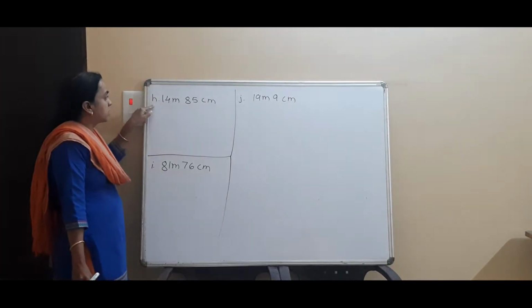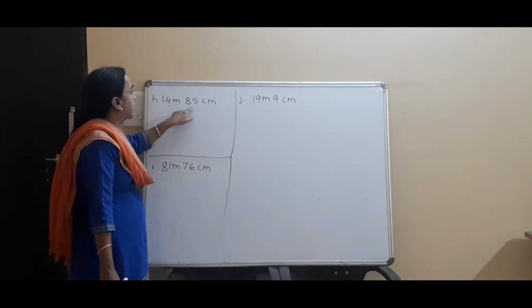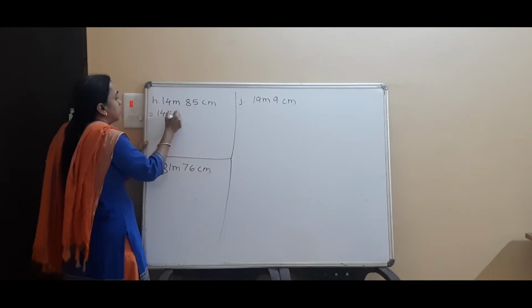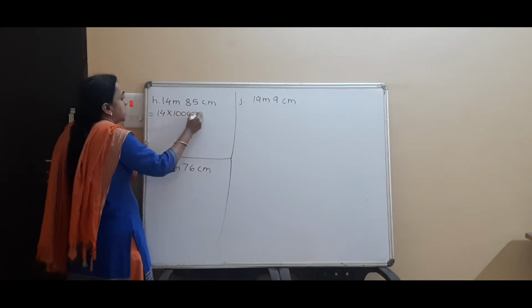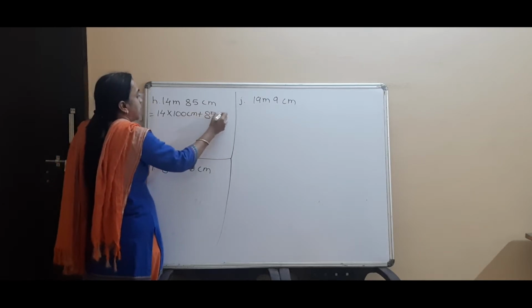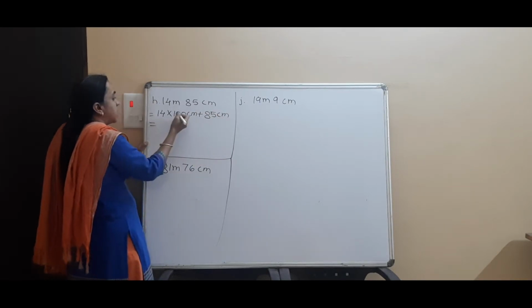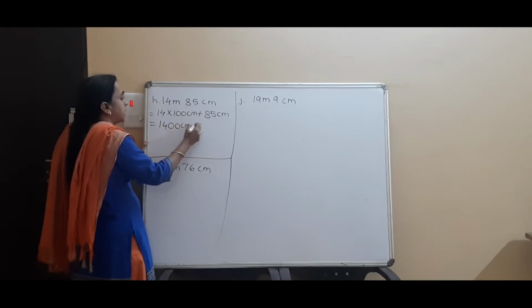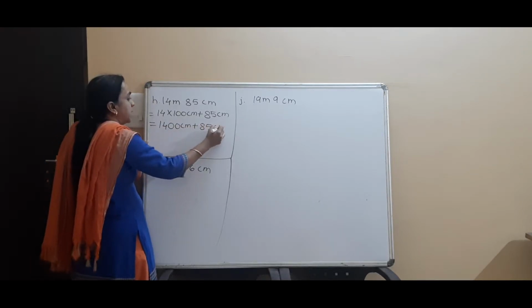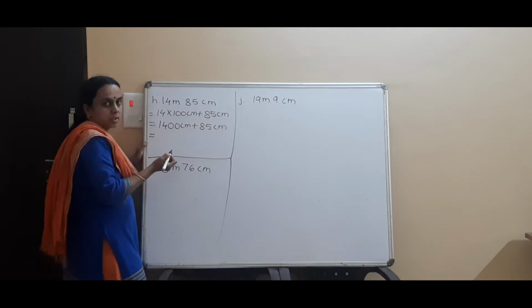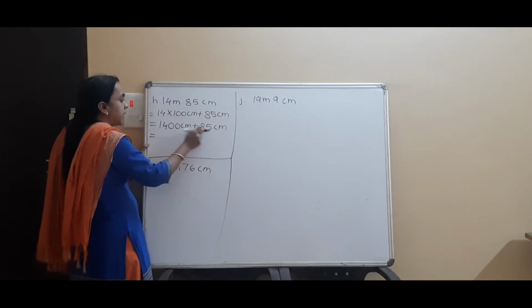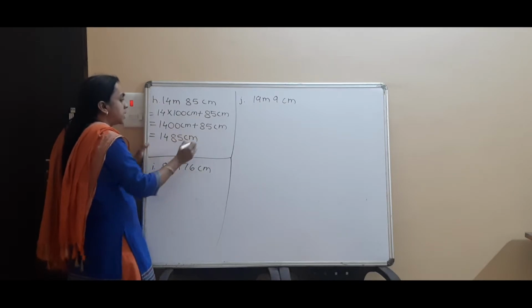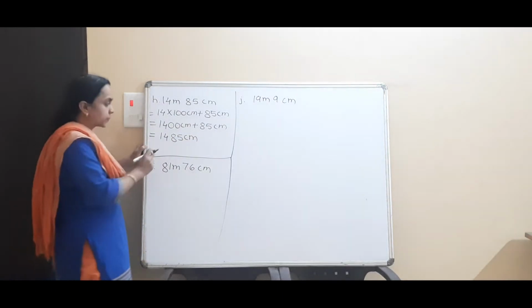Now see H question. 14 meter 85 centimeter. So 14 into 100 centimeter plus 85 centimeter. 100 multiplied by 14, 1400 centimeter plus 85 centimeter. So 1400 plus 85, 1485 centimeter is our answer.